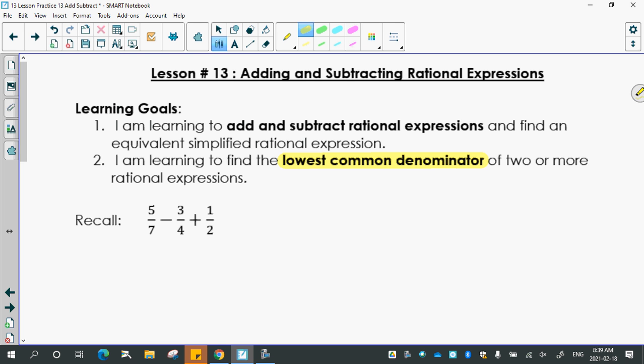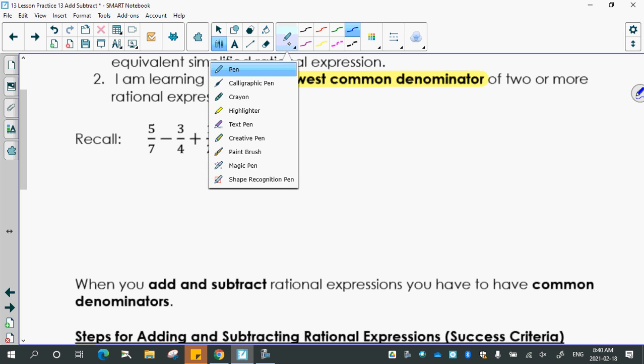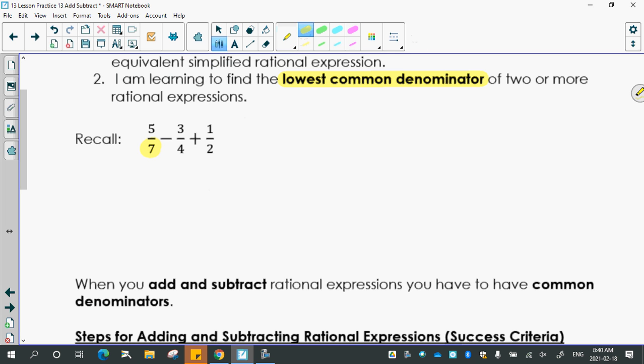Okay? So we're going to start off again remembering what we would do if we were adding and subtracting fractions. The thing that's different between multiplying and dividing and adding and subtracting is you need a common denominator. So you would look at your three denominators, and you would want to figure out the common denominator. Okay? And we want to figure out the lowest common denominator.